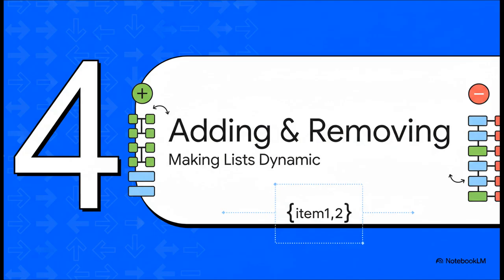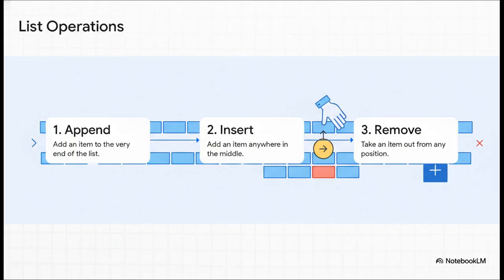Okay, now lists aren't just these static boxes that never change. The real magic is that they're dynamic. You can add things, you can remove things on the fly, you can literally change their size while your program is running. So there are three main things we can do. We can append an item, which is just a fancy way of saying add it to the very end. We can insert one anywhere we want, right in the middle. And of course, we can remove an item completely.